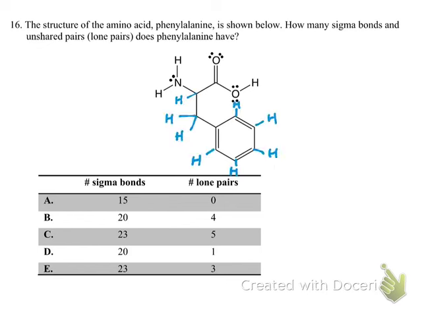So here we've added in all of our sneaky hydrogens. And now remember, every bond, every single bond, double bond, and triple bond, all of them have 1 sigma bond each. So I'm just going to go through and count off. So we've got 1, 2, 3, 4, 5, 6, 7, 8, 9, 10, 11, 12, 13, 14, 15, 16, 17, 18, 19, 20, 21, 22, 23. I highly recommend tallying just to make sure you're counting them all. So our answer is C, 23 sigma bonds and 5 lone pairs.